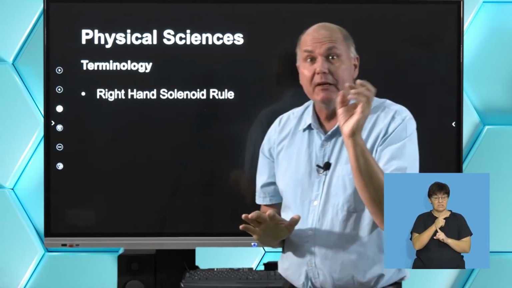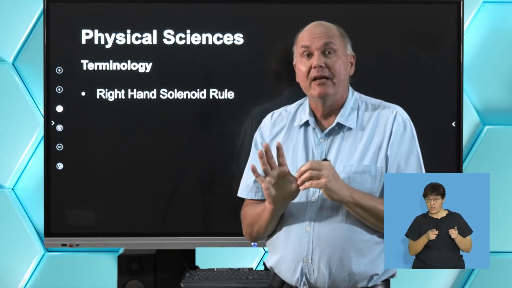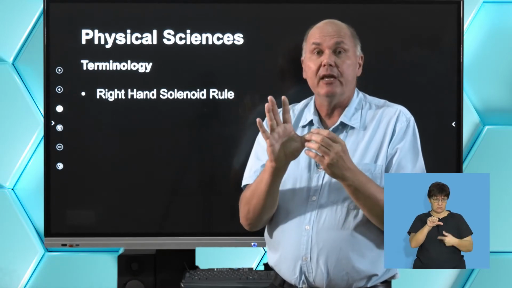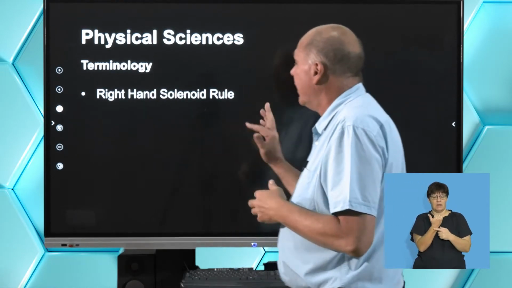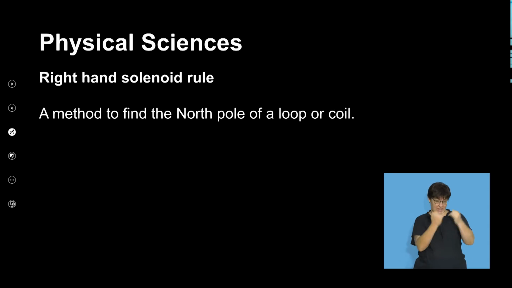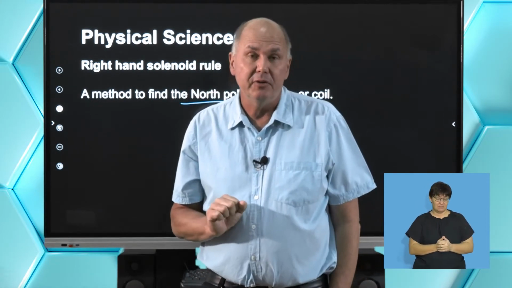We're going to need to be very careful to be able to use it both ways: to say, if the north pole is here, what's the direction of the current? And if the current is going in this direction, what's the direction of the north pole? Those are two interrelated ideas. Remember that the right-hand solenoid rule is just a method for us to find the north pole of a loop or a coil, and we've done this in previous lessons. So I hope you've been practicing and you can use the right-hand solenoid rule.